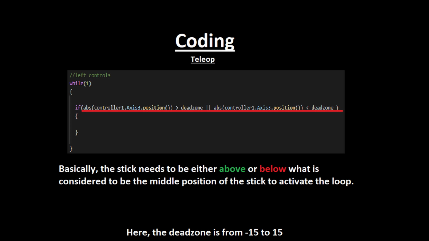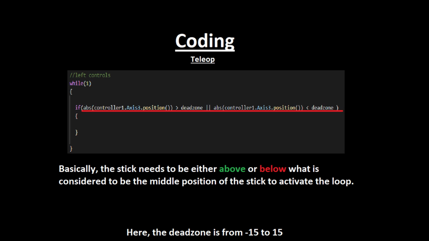To do this, we can program a while loop that says if the controller position is greater than the dead zone, or if the controller position is less than the dead zone, practically. So let me break it down.